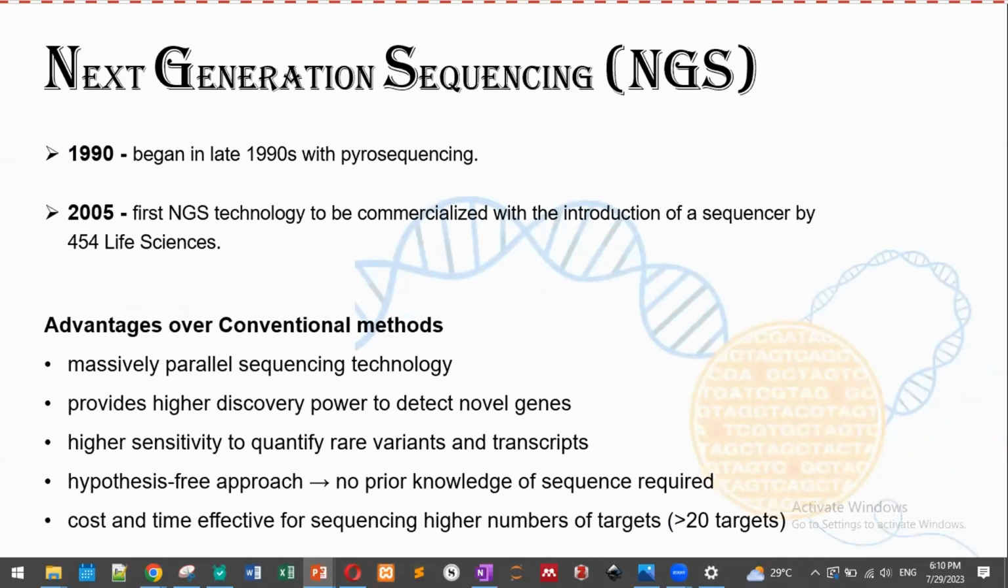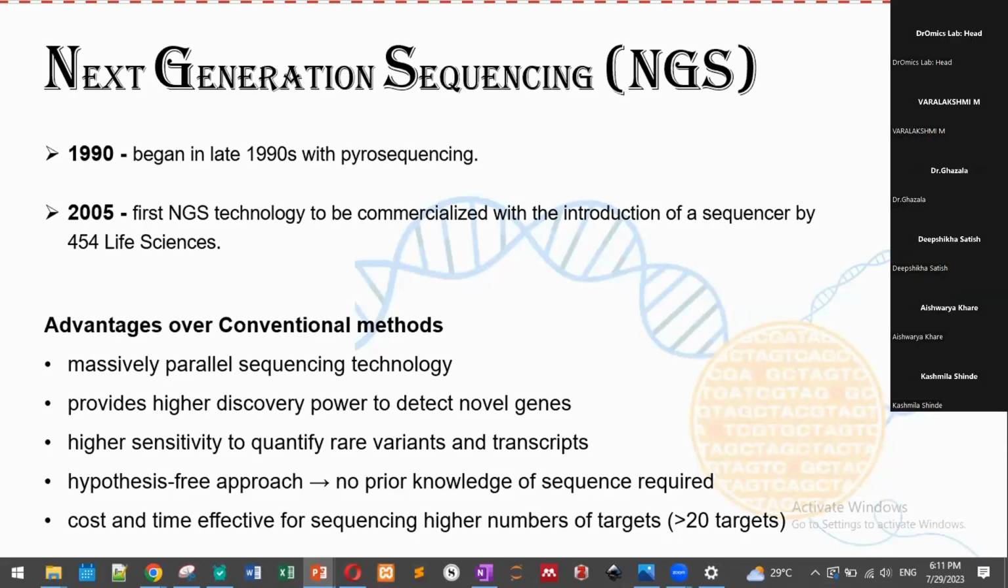Basically, next generation sequencing devices started in 1990, even before Sanger sequencing, but it was not commercialized. By 2005, the first NGS sequencer was commercialized and came into the market. Afterwards, the end users were able to use these sequencers to identify the different sequencing patterns in the samples.